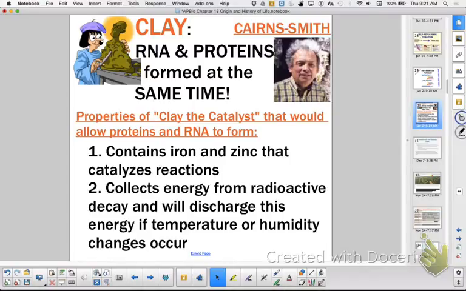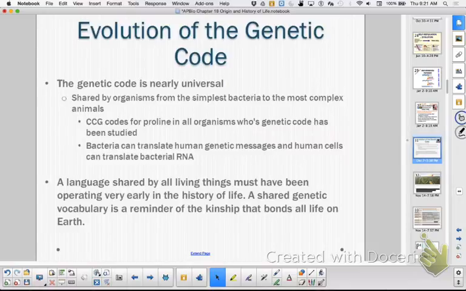And the evolution of that genetic code. Why don't we just have Slate take the top one and Blue take the bottom one, and then it's not me reading it. Go ahead.